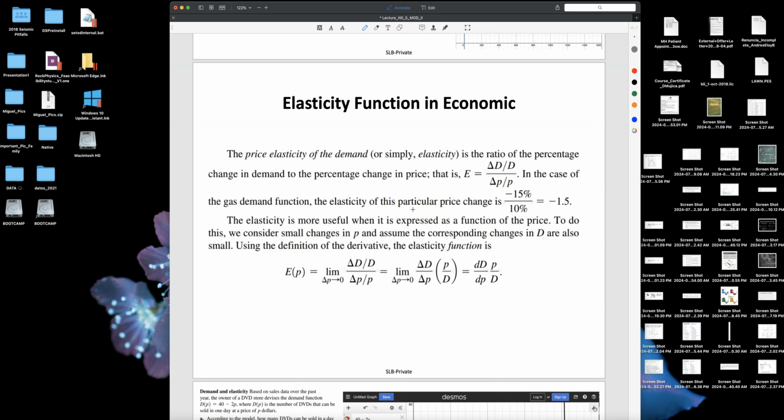So the mathematical definition of that elasticity of the price is the derivative of the demand with respect to the price, multiplied by the price of the item divided by the corresponding demand of that item in the market. That is the elasticity of a function. Okay? So we're going to have exercises of that.